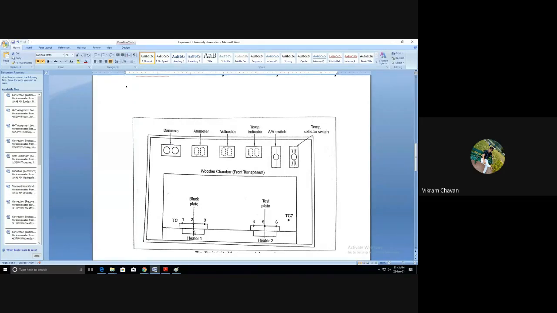As we know from the basic definition of radiation, every body emits radiation in every direction at any temperature greater than absolute zero. So the black body or black plate has a temperature greater than absolute zero, and the gray plate or test plate also has a temperature greater than absolute zero. So both bodies will emit radiation.